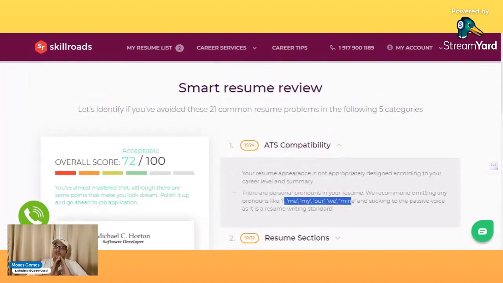This is a totally free service from Skill Road. So if you create a resume, at least get your resume reviewed and understand what is missing before sharing the resume with anybody else. A lot of times we tend to share the resume and then wonder why I'm not getting enough interview calls. You won't get calls because this is where it lacks.